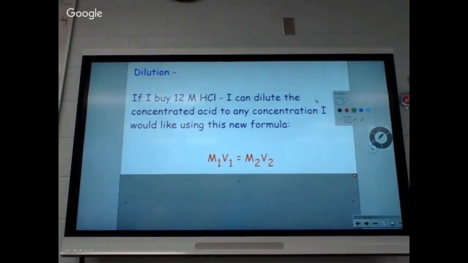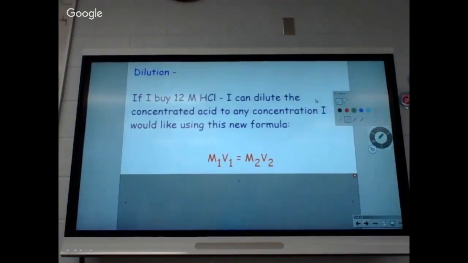So, if I buy 12 molar HCl, which is what I buy, I buy it in giant bottles. I think they come in 2.5 liters, not gallons, because the glass is really thick. I can dilute that acid to any concentration I want. And I buy nitric acid that way, hydrochloric. I don't have acetic anymore because we don't use acetic much, which is just vinegar. So I just buy vinegar because we use it so little. But I can dilute it to anything I want to.